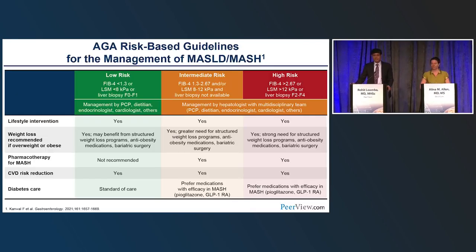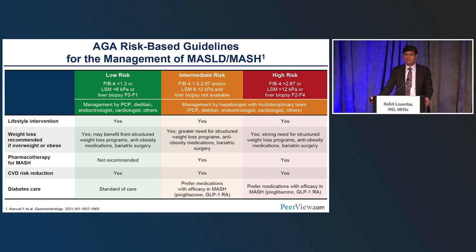Thank you. Now, this is looking at the AGA risk-based guidelines, so patients who are low risk, intermediate, or high risk. Depending on where the patient sits, I think you can see the most important thing would be lifestyle interventions that are relevant across the board. A majority of our patients are overweight and obese, so weight loss is recommended in those individuals.